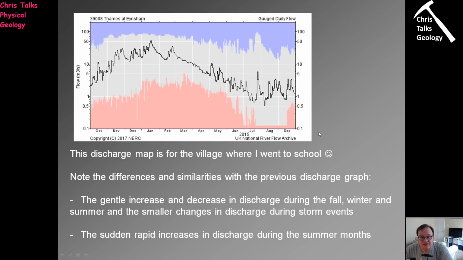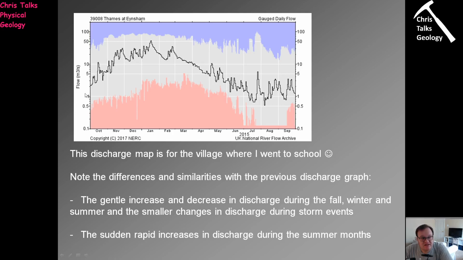Now, just for comparison, this is the discharge diagram for a place called Ensham, which is in the United Kingdom, and it's the village in which I went to school. And so what can we see? Well, to start with, this diagram isn't quite as helpful because it doesn't start at January here. It's actually starting in October. So what you'll notice is we have the fall coming into the winter, coming into the spring.